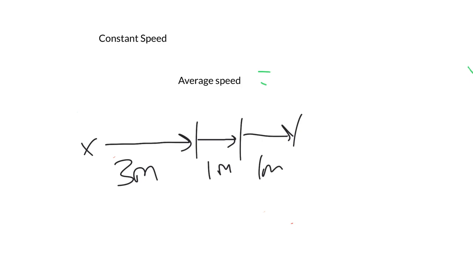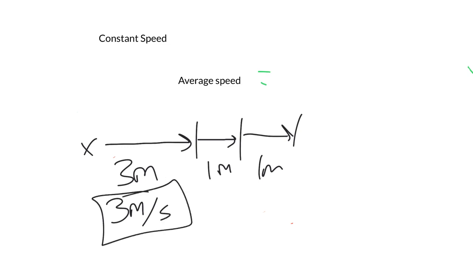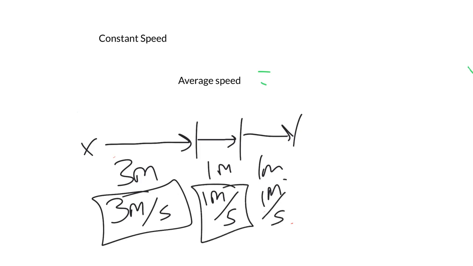Staying pretty slow, 1 meter in that last second. So in this first one, he's traveling at 3 meters per 1 second, so his velocity is 3 meters per second. This one, he's going at 1 meter per second. And in the last one, he's going at 1 meter per second. And so those are his speeds for each of those individual seconds.